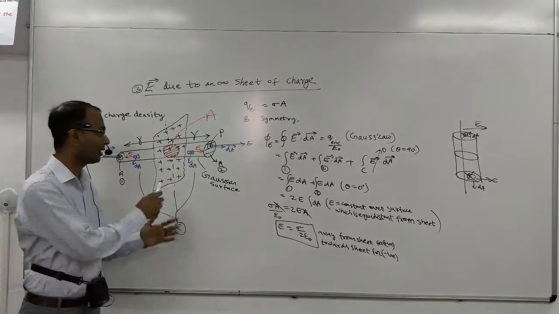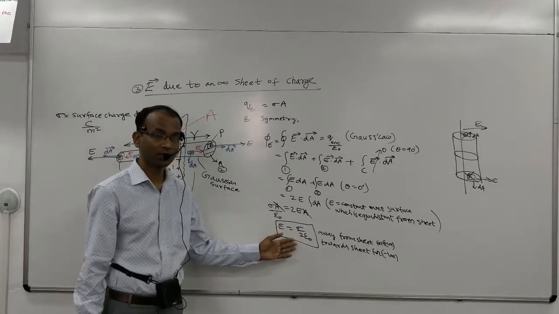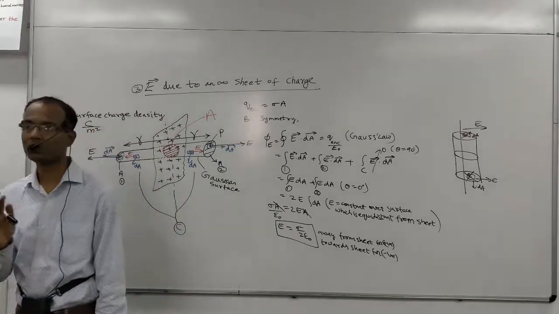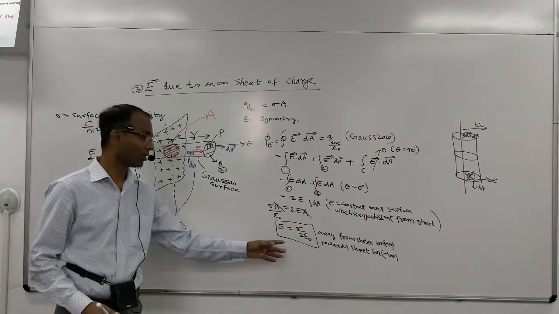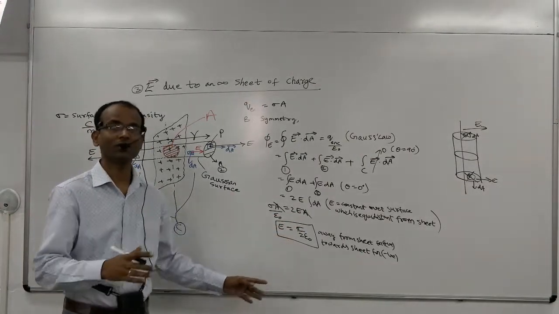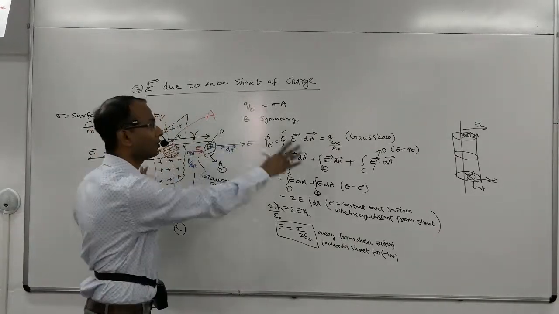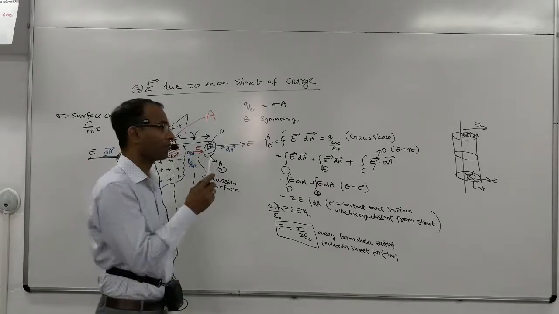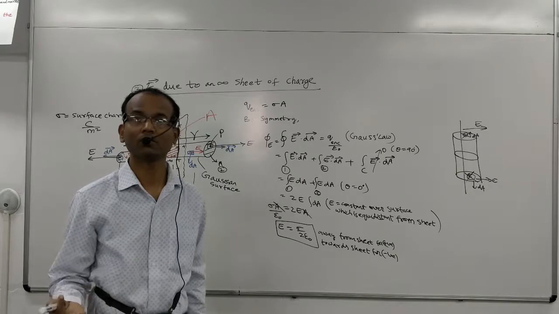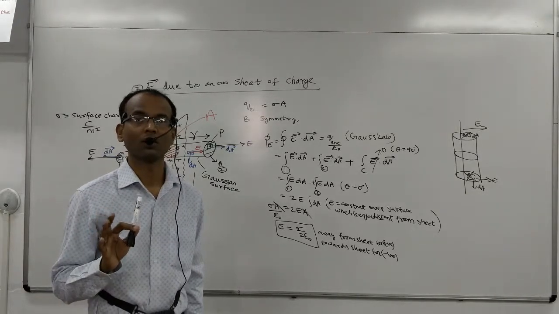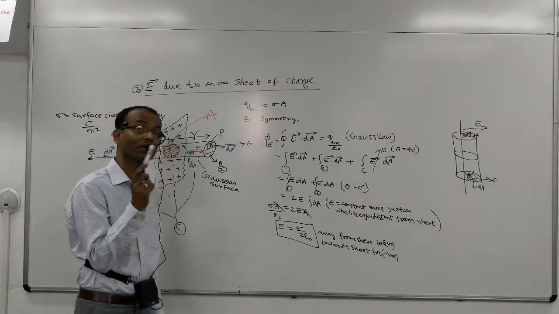Now, one amazing thing, did you notice? The electric field due to an infinite sheet of charge is independent of the distance from the sheet. Did you notice that? No matter how far you go, the electric field due to an infinite sheet of charge is independent of the distance from the sheet. So if this wall is a sheet of charge, whether I am here or I am 10 kilometers away, electric field is the same. It doesn't get stronger if you go towards the sheet.